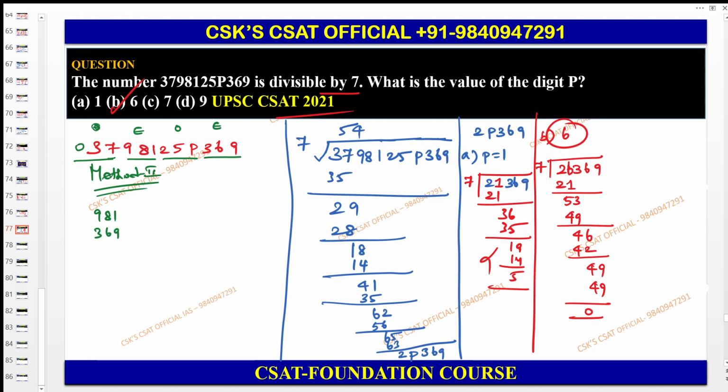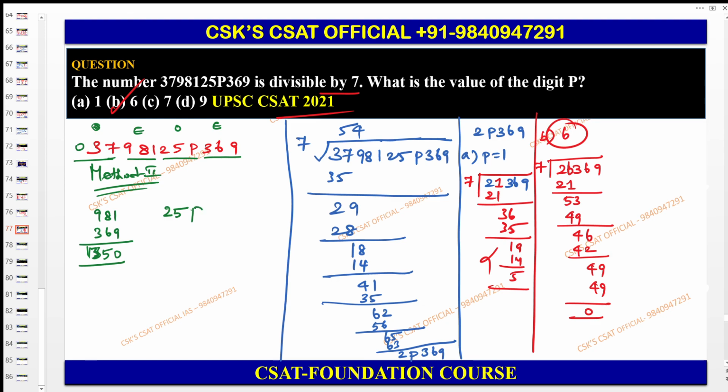369, 981, 369. If you are adding this one, you are getting 1063. Now add this part, the next part. What is the next part here? 25P. So by adding this, we'll be getting 1350, right? Sir, 1350. Yes, sir. 1350. Okay, fine. You are getting 1350.